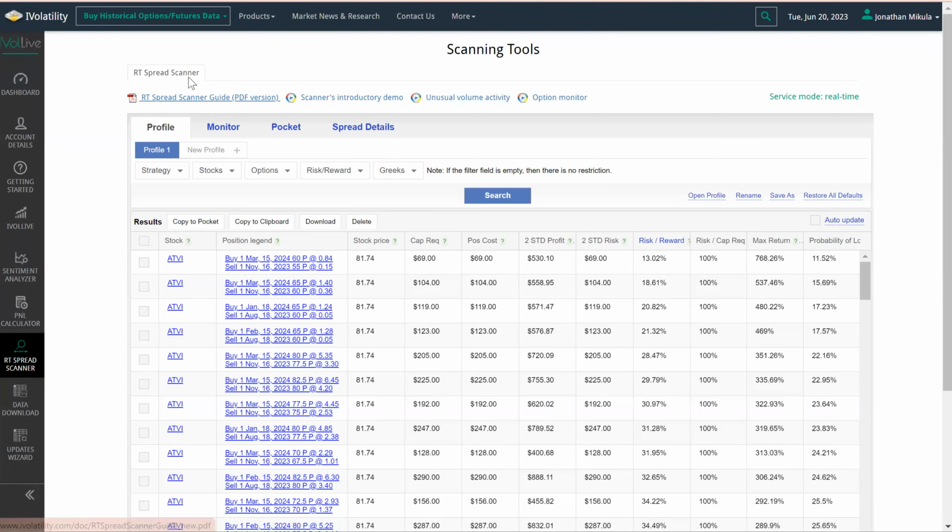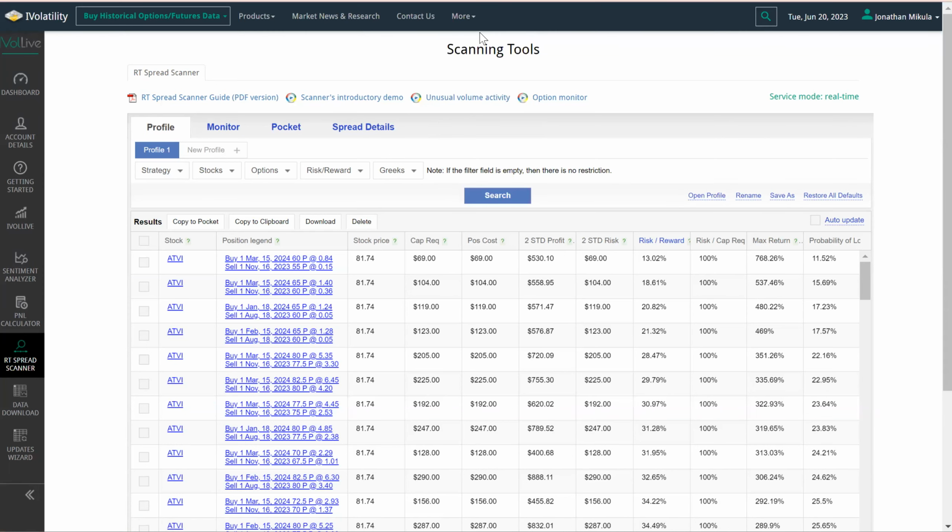So here we go. We're in the real-time spread scanner. Anytime, a couple more joining us here. Anytime you go to one of our tools, sentiment analyzer, P&L calc, what have you, you'll get that little welcome message. And they all have a PDF guide. And I want to point that out because it's very valuable.